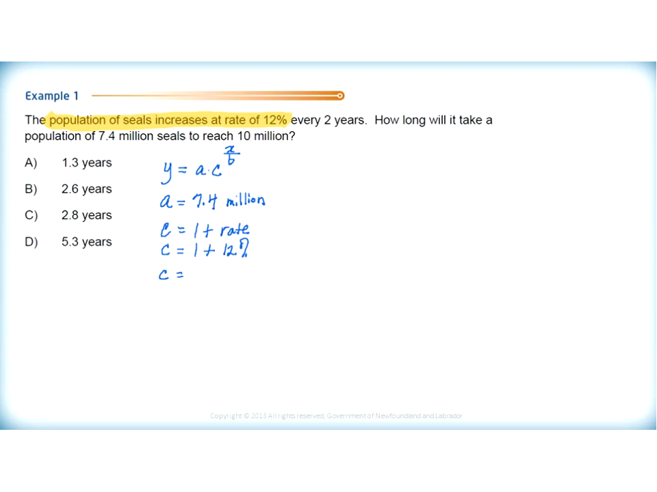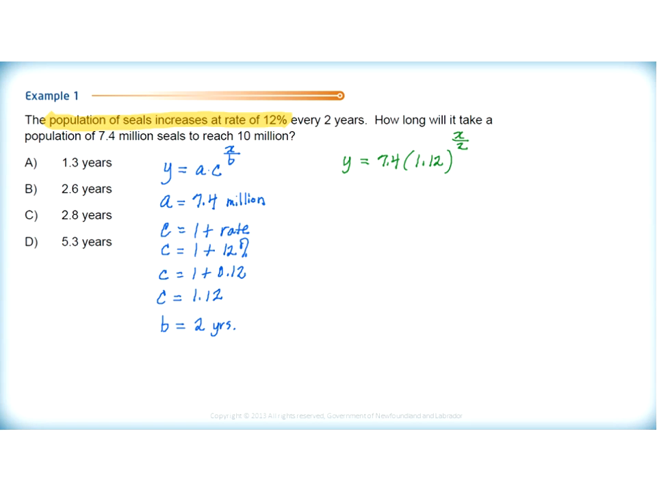Changing 12% to a decimal, we have 1 plus decimal 12, so that the value of c is equal to 1.12. And since the population increases at a rate of 12% every 2 years, we know that the value of b is equal to 2 years. So now this equation can be represented as follows. We can say that y is equal to 7.4 multiplied by 1.12 raised to the power of x over 2.